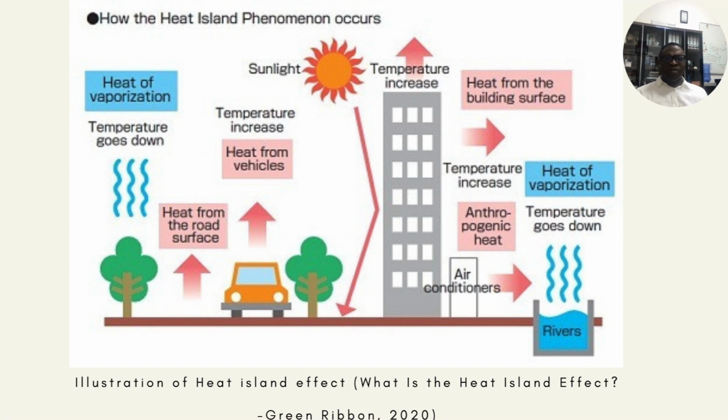You can see examples like heat from the road surface, temperature increases because of the heat from vehicles, heat from the building surface, heat of vaporization, which also makes temperature go down. So different sources from the built environment having different levels of impact on the heat island concept.